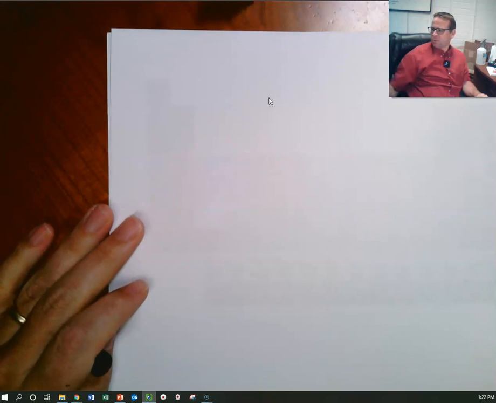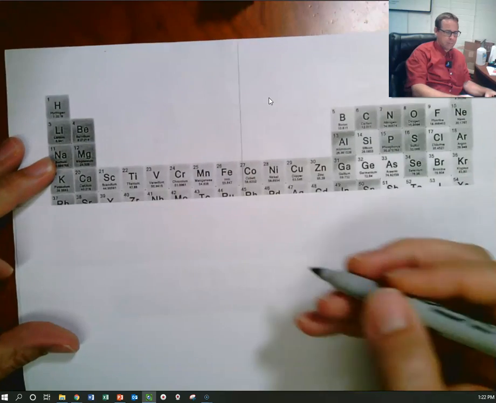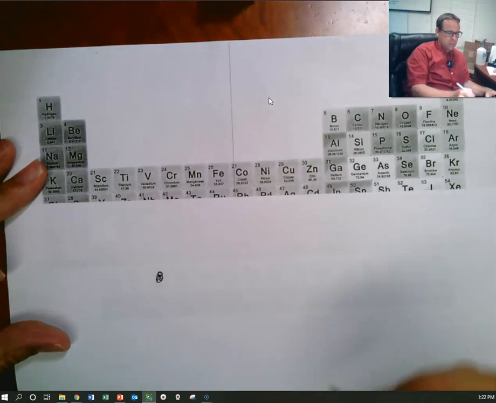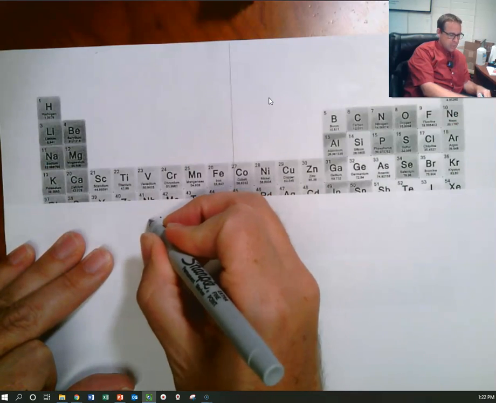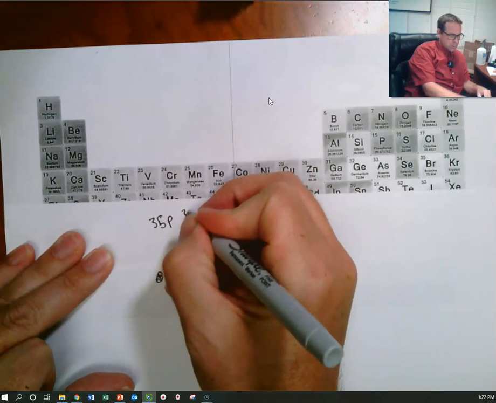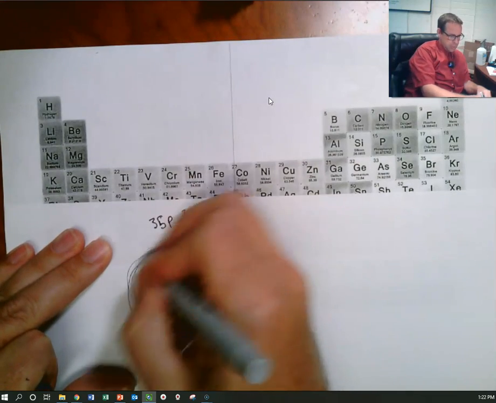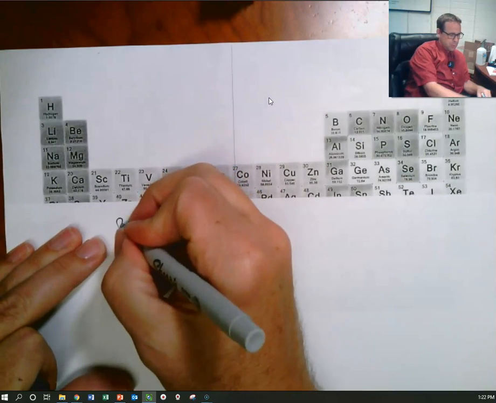We have bromine. How many protons does bromine have? 35. So here's the nucleus with 35 protons. And then 35 electrons. So 35 protons, 35 electrons. And we'll say that looks like that. This is our bromine.